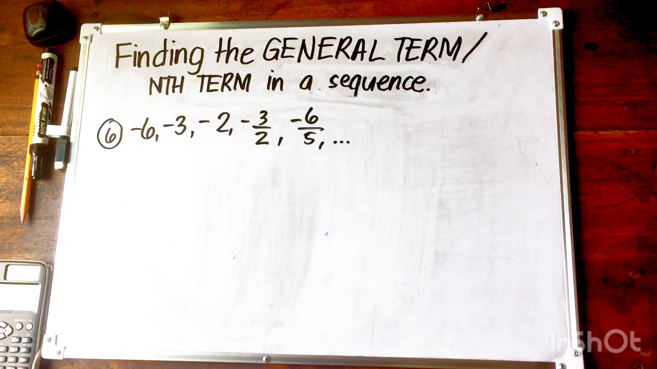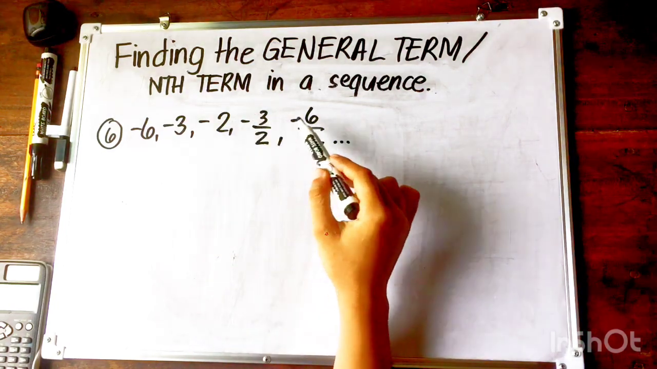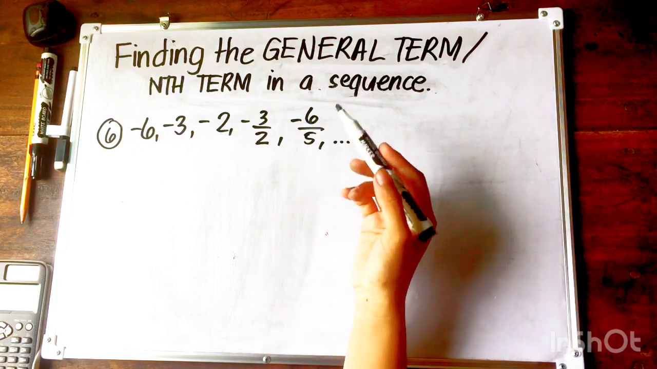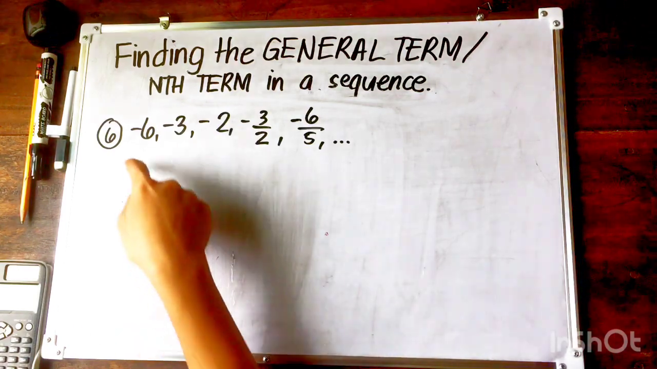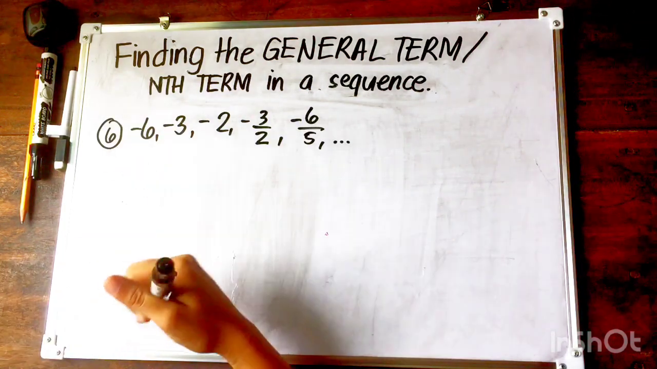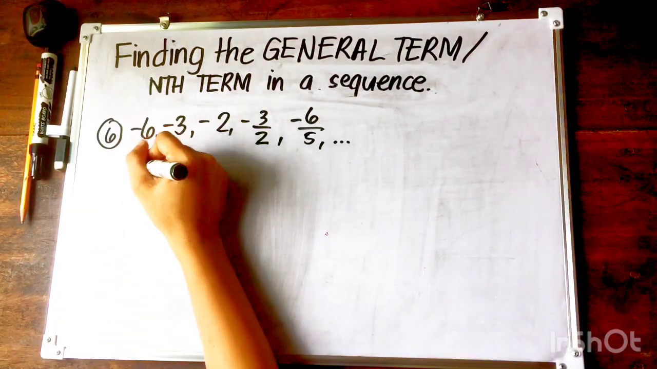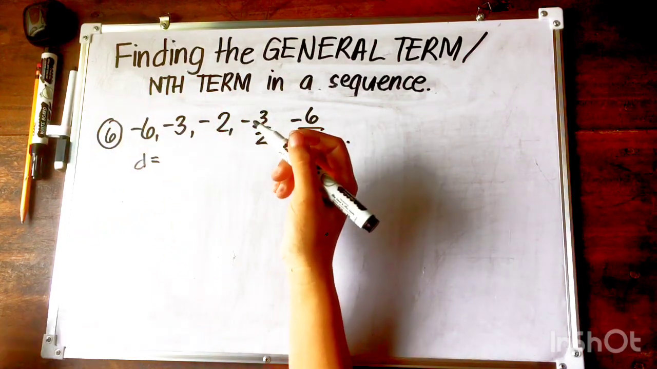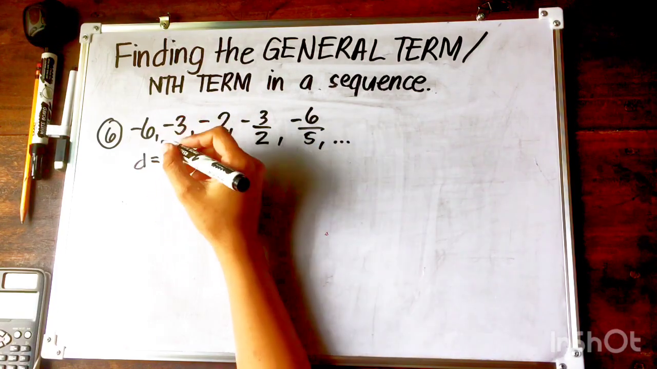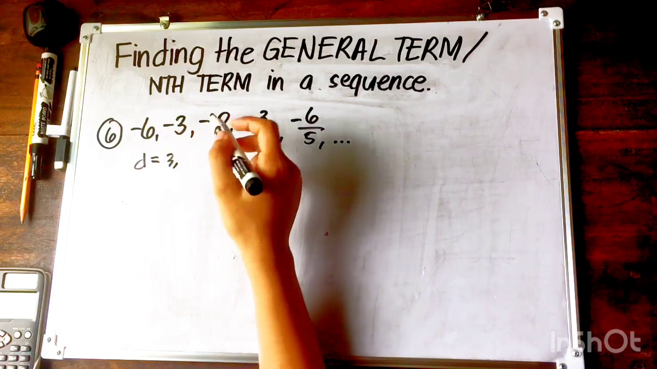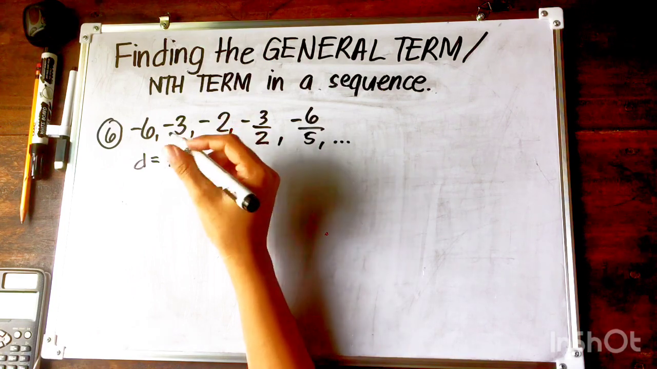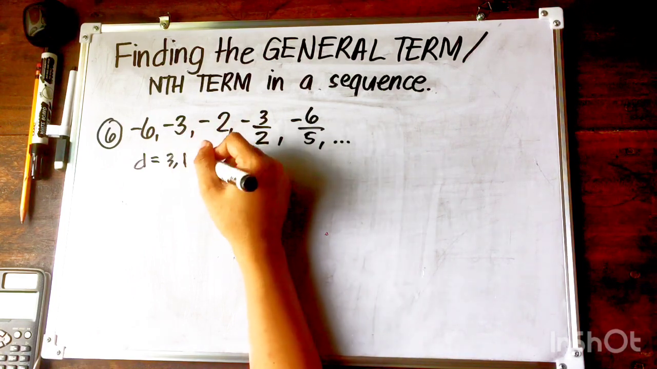Given negative 6, negative 3, negative 2, negative 3 halves, negative 6 fifths, and so on, find the general term in that sequence. Let's check if this type of sequence is applicable to our two special types earlier. So let's try to find first the common difference, if it really has common difference. So, negative 3 minus negative 6, so that is positive 3. Negative 2 minus negative 3, so that is 1. So, magkaiba yung common difference, so hindi siya pwede.